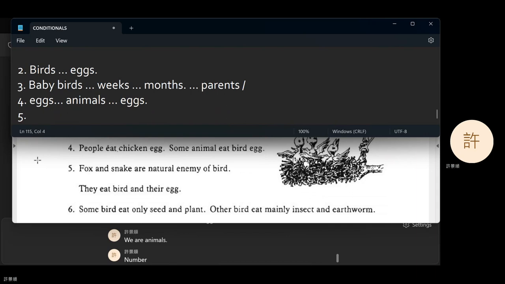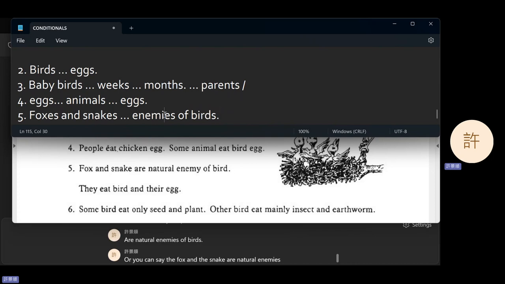Number five, foxes and snakes are natural enemies. That's not how you spell snake. Are natural enemies of birds. Or you can say the fox and the snake are natural enemies, still plural. These are two, right? So this is plural, of the bird. They eat birds and their eggs.